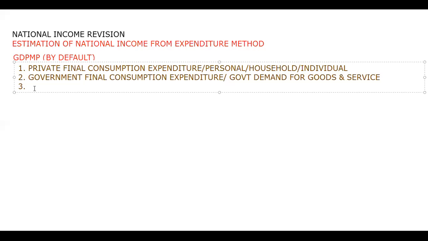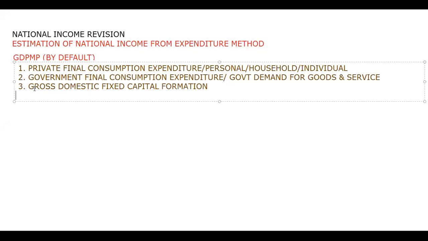So what amount government incurs as expenditure on providing services and goods to various people is the government final consumption expenditure. So first was private final consumption expenditure. Second was government final consumption expenditure. The third is gross domestic fixed capital formation, which means what amount of investment expenditure the firms are doing on fixed assets, on purchasing the fixed assets. Please note it.